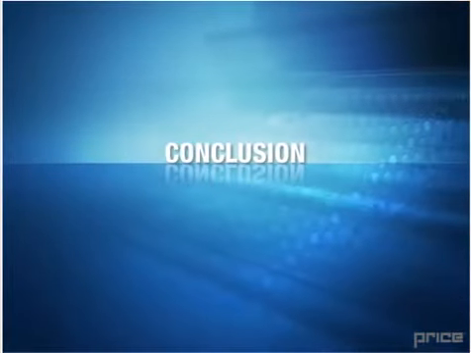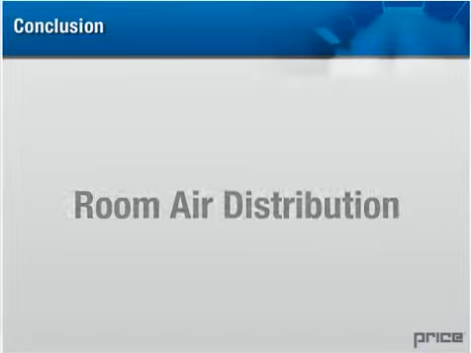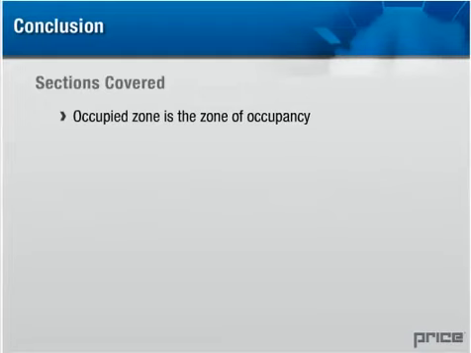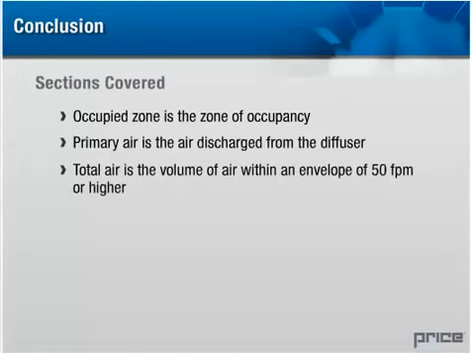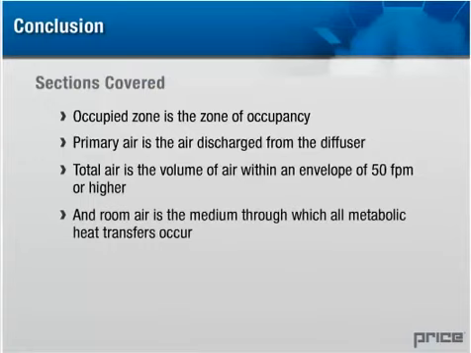Conclusion. We hope that you've enjoyed this look at space air diffusion. You should now have a better understanding of the mechanics of room air distribution and know that the occupied zone is the zone of occupancy. Primary air is the air discharged from the diffuser. Total air is the volume of air within an envelope of 50 feet per minute or higher. And room air is the medium through which all metabolic heat transfers occur.